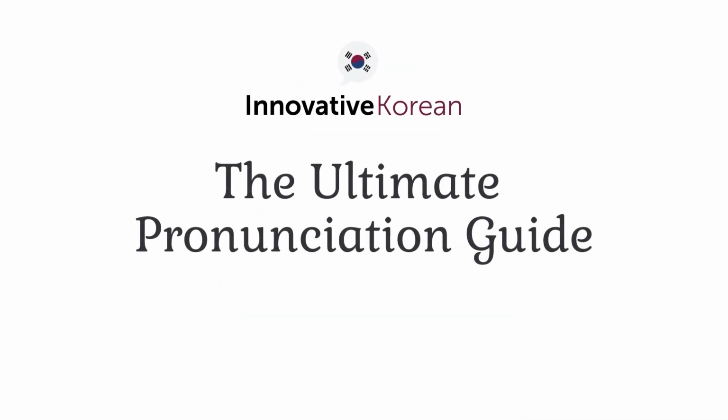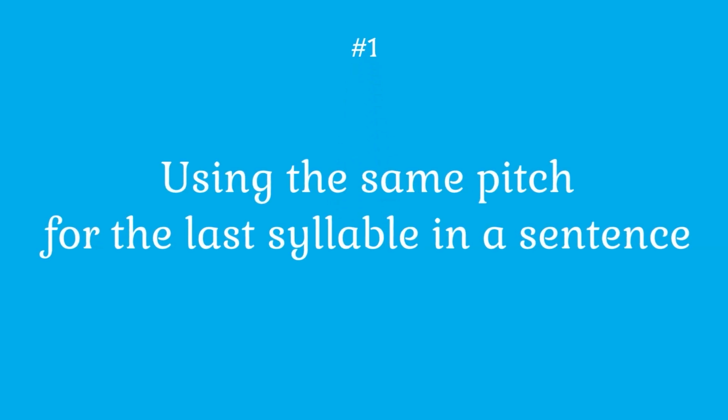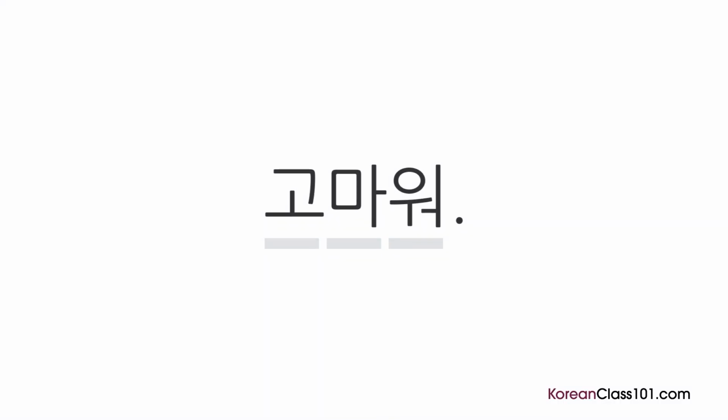Hi everyone! Welcome to the Ultimate Korean Pronunciation Guide. In this lesson, you'll learn the top 5 Korean pronunciation mistakes to avoid. Number 1. Using the same pitch for the last syllable in a sentence. When speaking Korean, make sure to lower the pitch of the last syllable in the sentence. Listen to an example.